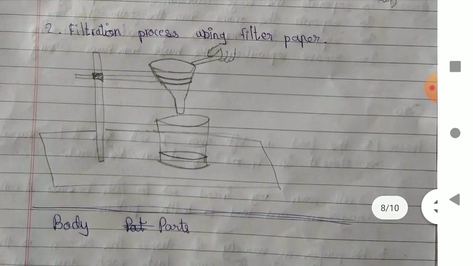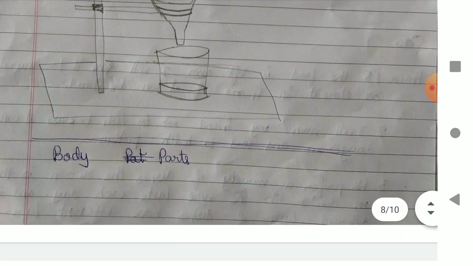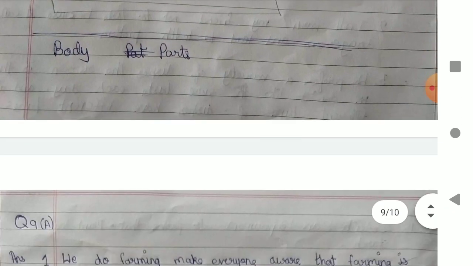Filtration process by using filter paper. Here you have to draw the body parts. You can draw body parts according to the question.